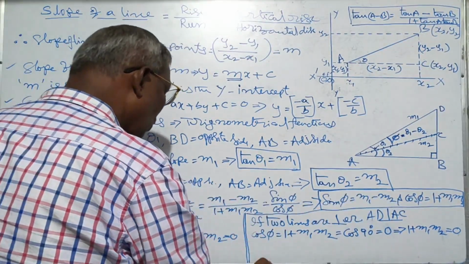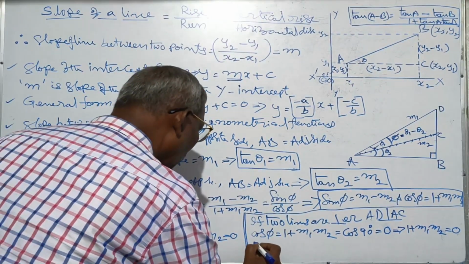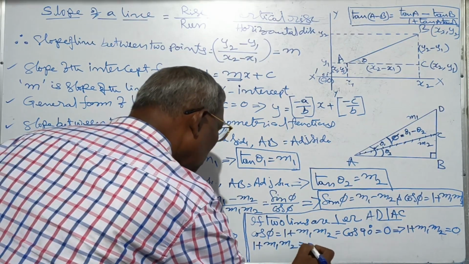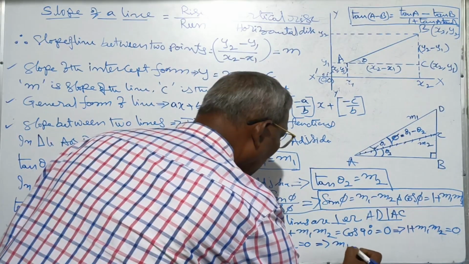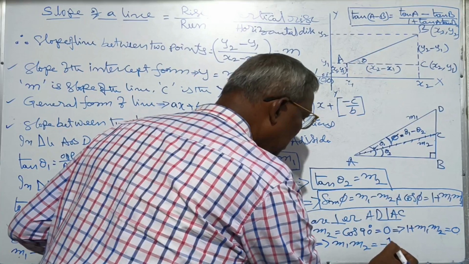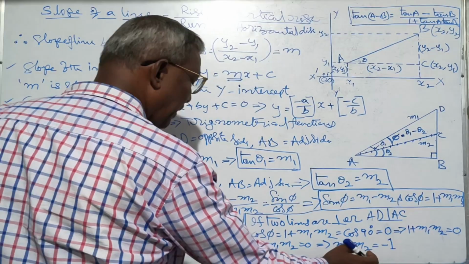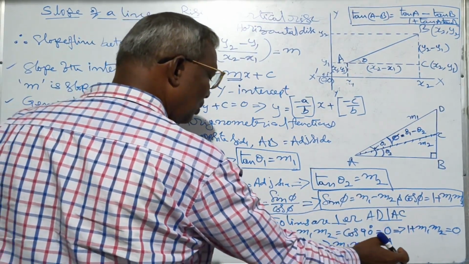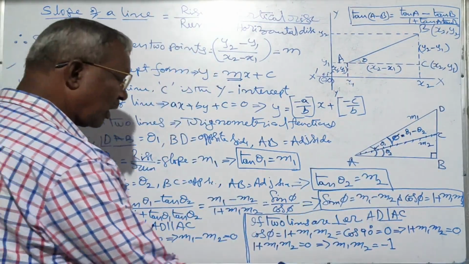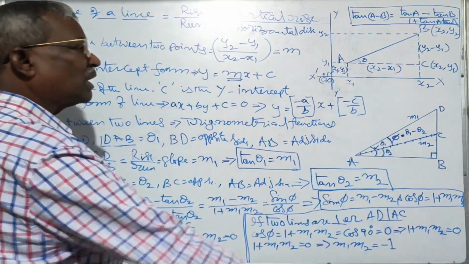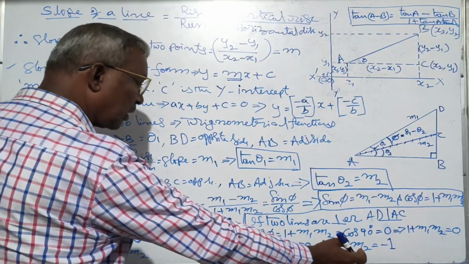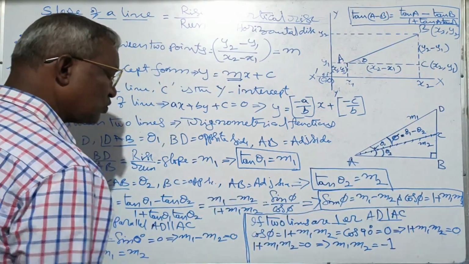1 plus m1 m2 is equal to 0, so m1 m2 is equal to minus 1. That means here the slopes are multiplying: m1 into m2 is equal to minus 1. If two lines are perpendicular, the product of their slopes is equal to minus 1.